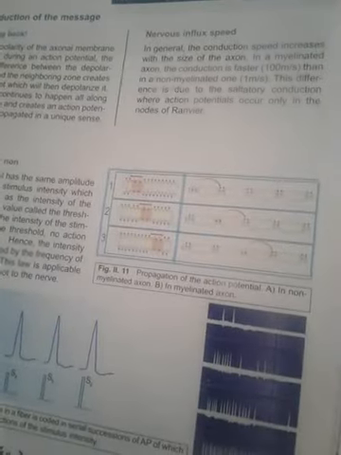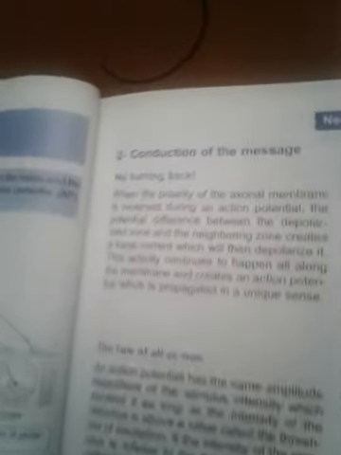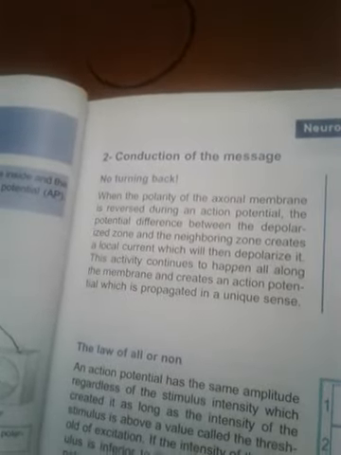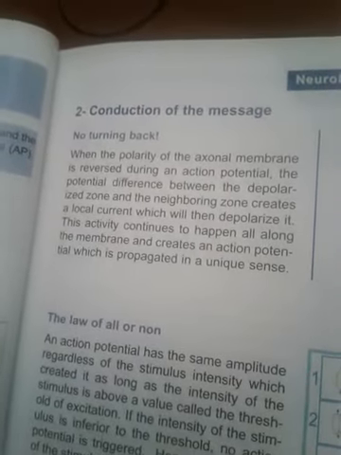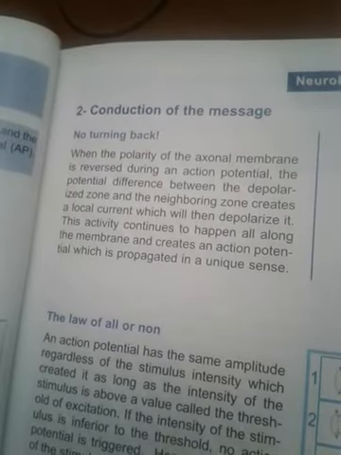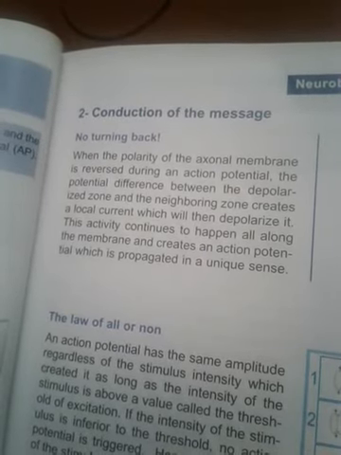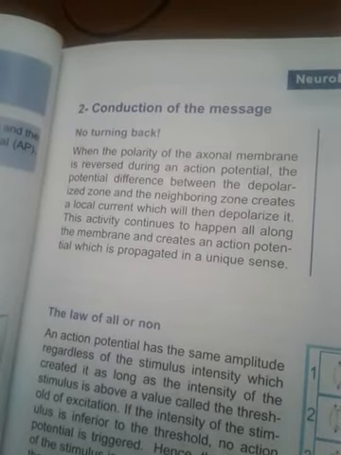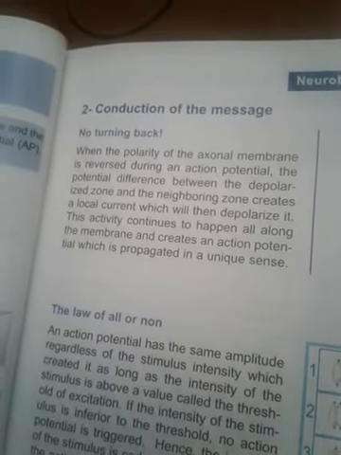Let's move on to the next page, the conduction of the message. In order for a message to be conducted, we need a specific threshold to be reached, which is plus 30 if I'm not mistaken. If this threshold is not reached, there will be no action potential, and there will be no nervous message. And once this message moves on, there is no turning back.